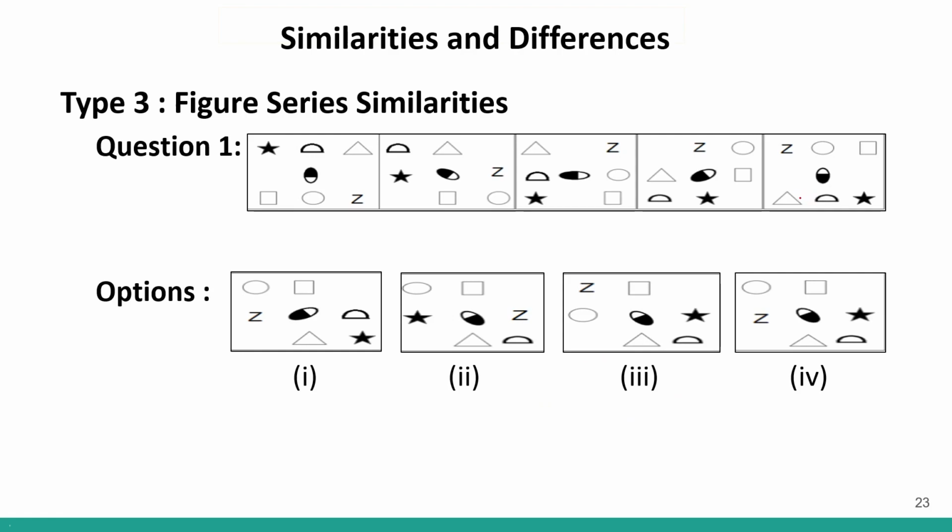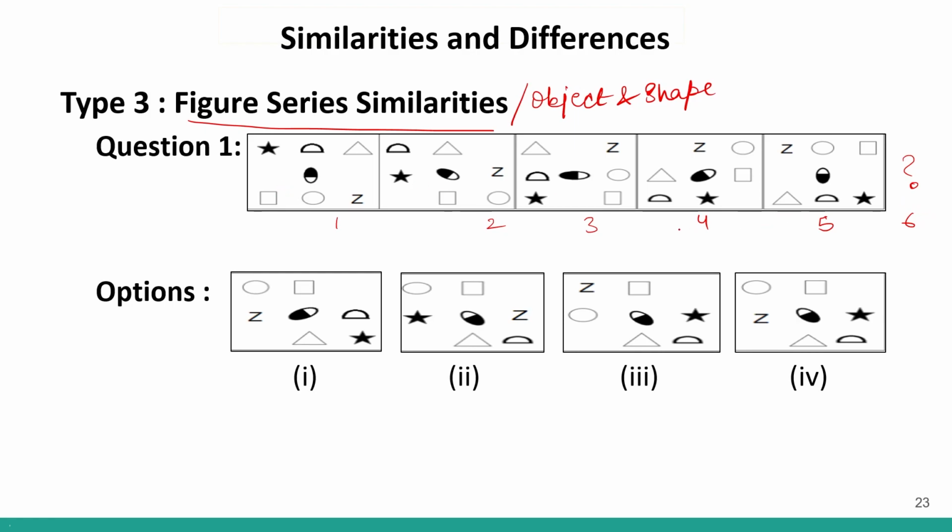Okay. So this concludes letter series. Now we come to figure series similarities. This is also known as object and shape series similarities. In these type of questions, we are given certain figures. So this is the first element, second element, third element, fourth element, fifth element. And we have to find out the next element in the series. This is how these questions work.